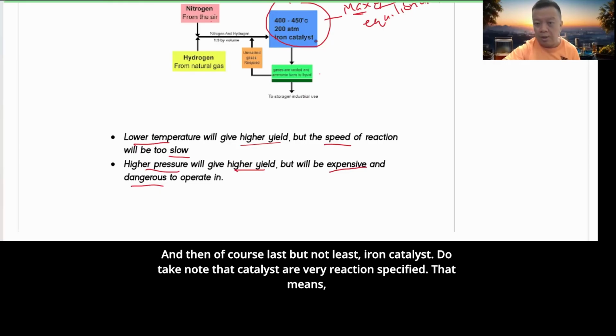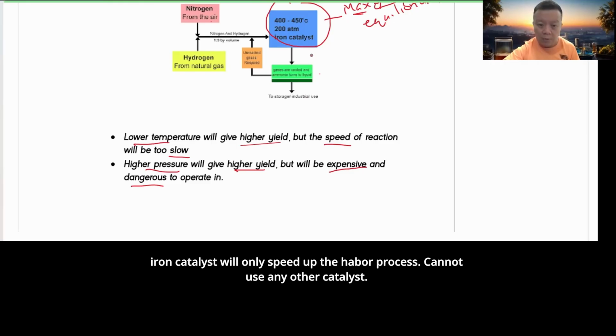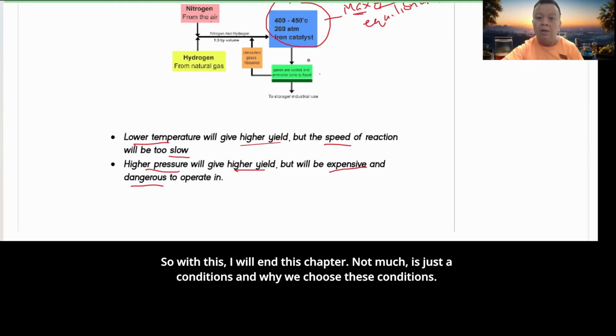And of course, last but not least, iron catalyst. Do take note that catalysts are very reaction specific. That means the iron catalyst will only speed up the Haber process. You cannot use any other catalyst. So with this, I will end this chapter. Not much. It's just the conditions and why we choose these conditions.